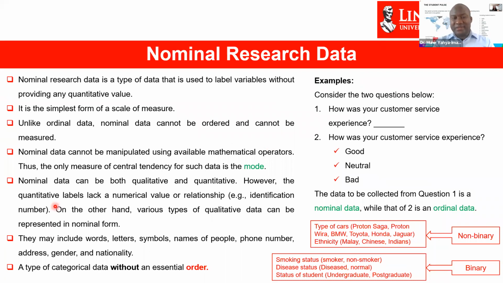They may include words, letters, symbols, names of people, phone number, address, gender, and nationality. A type of categorical data without an essential order is also known as nominal research data. It can also be described as a type of categorical data without an essential order.